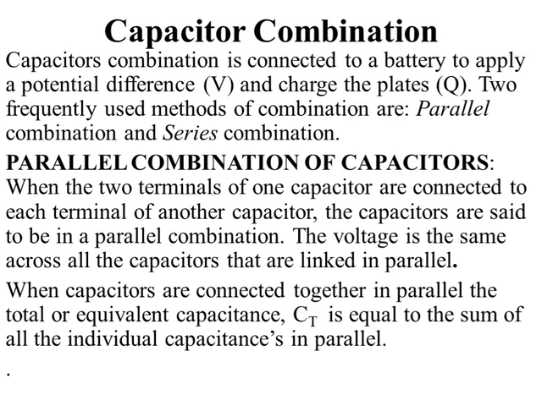Now, for parallel combination, we have the same potential difference across them, but different charges. The voltage is the same across all capacitors that are linked in parallel. When capacitors are connected together in parallel, the total or equivalent capacitance CT is equal to the sum of all the individual capacitances in parallel. Now I need you to understand something. It makes understanding this easy.